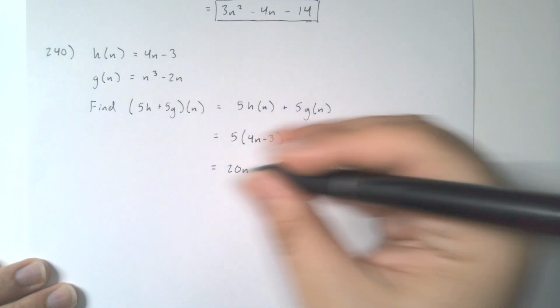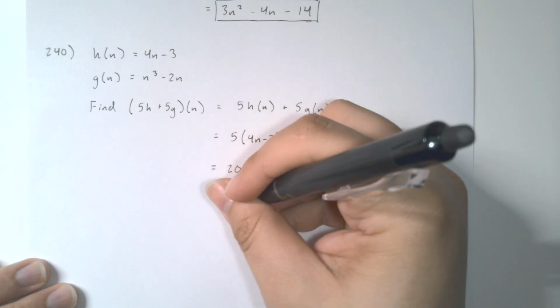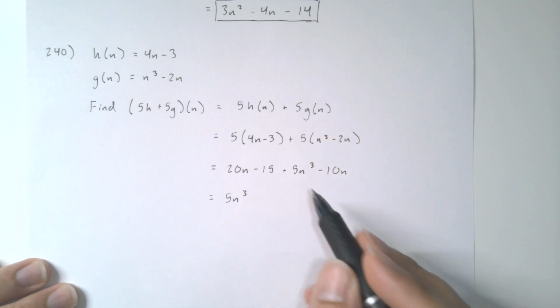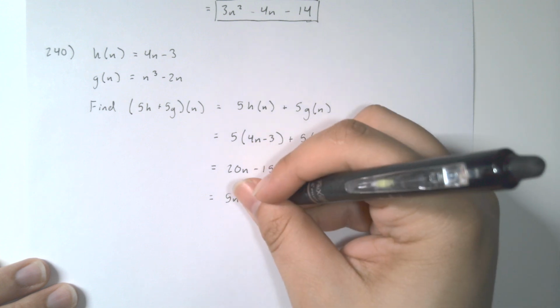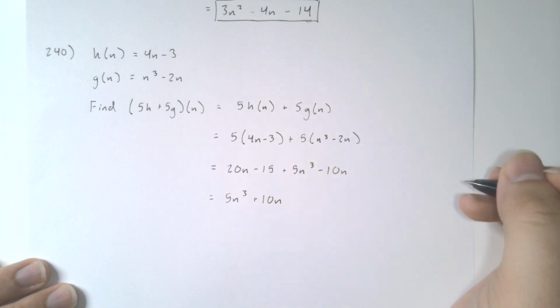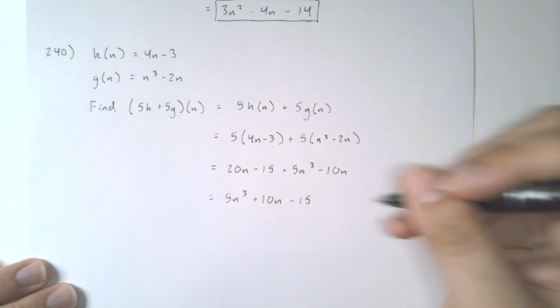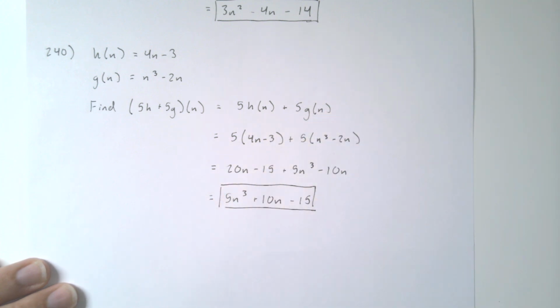We combine all of our like terms. We do have 1n cubed here, so it's 5n cubed. But we don't have any n squareds, so we skip that one. And now we look for our n's. We have 20n minus 10n, which is 10n. And then we have our constant, minus 15. And this is our final answer.